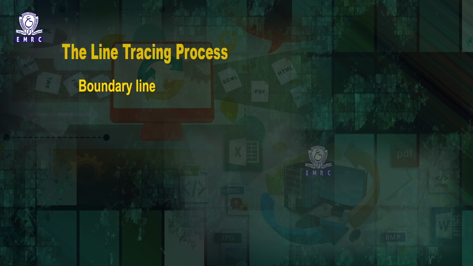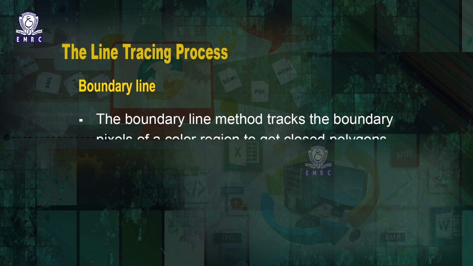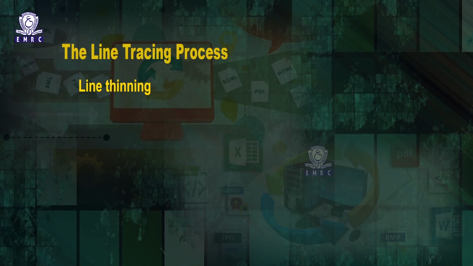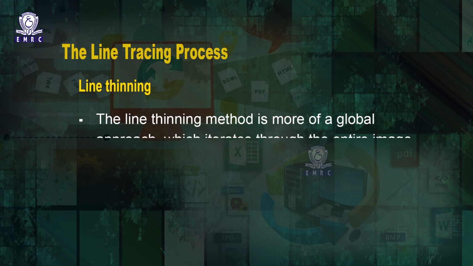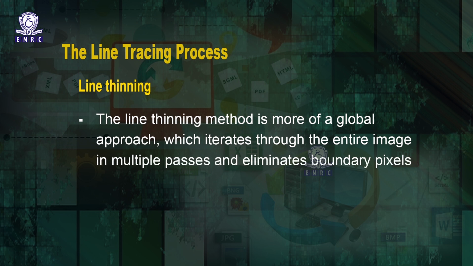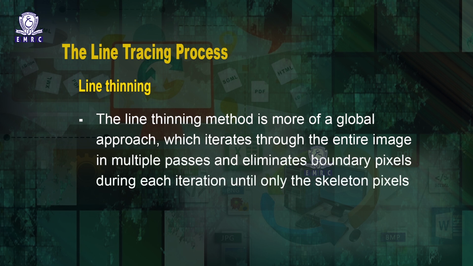The boundary line method tracks the boundary pixel of a color region to get closed polygons. Although many methods have been developed for line tracing, they can be divided into two groups: line thinning and line following. The line thinning method is more of a global approach which iterates through the entire image in multiple passes and eliminates boundary pixels during each iteration until only one skeleton pixel is left.